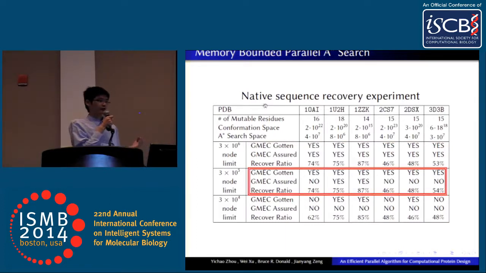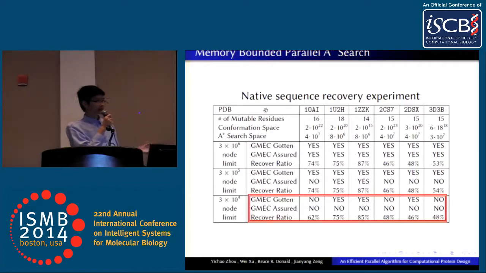When we decrease the node limitation to 10 to the 5, we found that we can still get the global optimal solution on all the PDBs. However, in some cases, our algorithm is not confident that it is the global optimum. But the recovery ratio is just the same as in the previous data set.